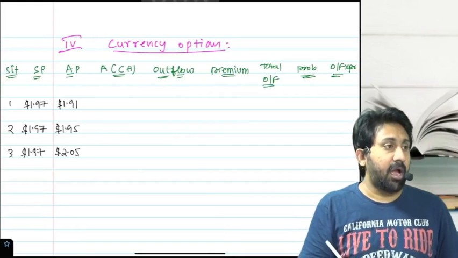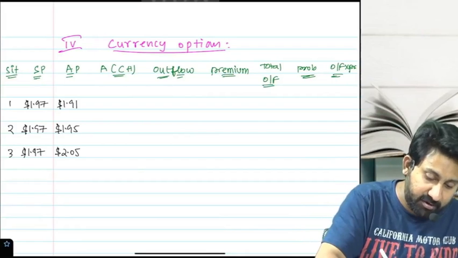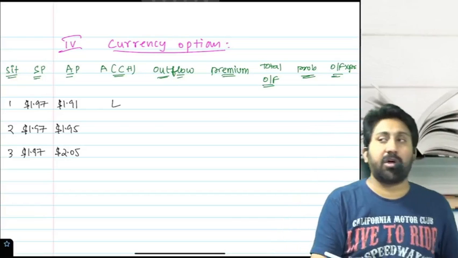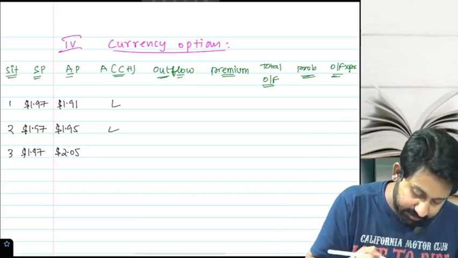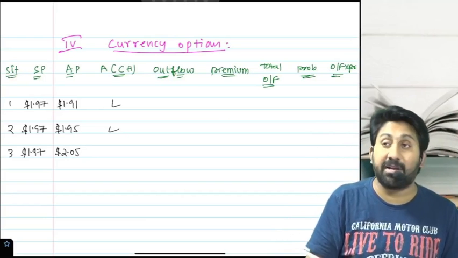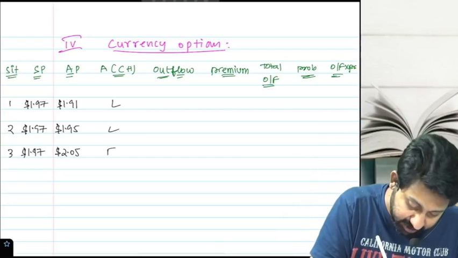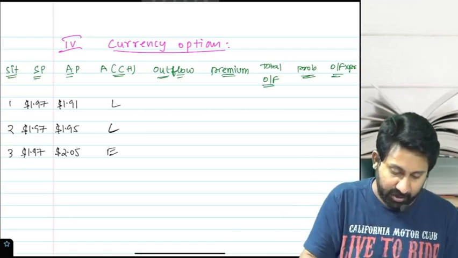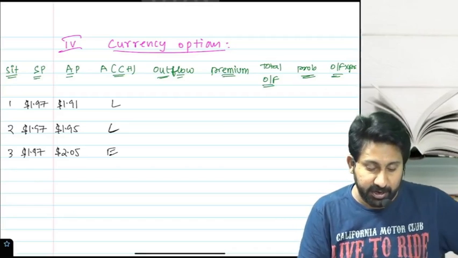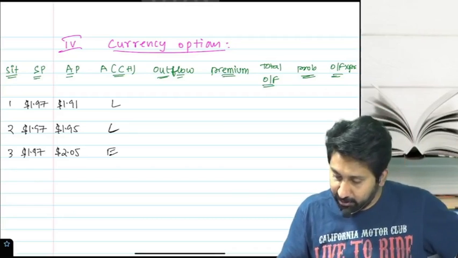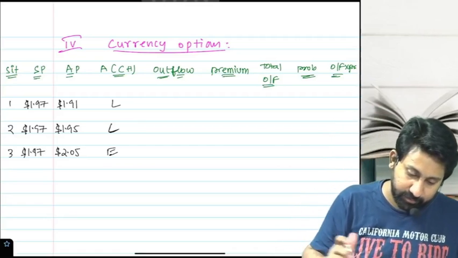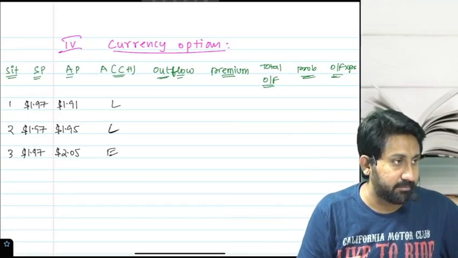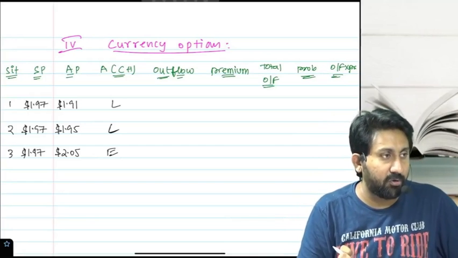In the first case, I have a chance to buy at 1.91 in the market, so I will let the option lapse. In the second case, I have a chance to buy at 1.95 itself, so I will let it lapse. In the third case, the market price is 2.05, so I exercise at 1.97. Outflow: in the first case, how much is the outflow for me? It is 1.91. What is the total outflow that I will be bearing?